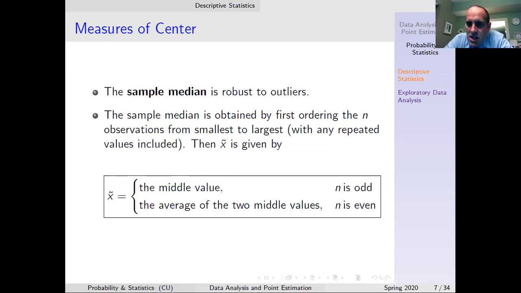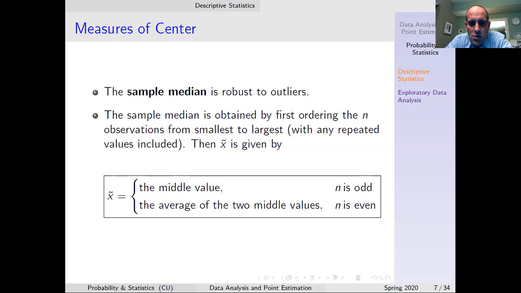All right, so here's another potential candidate for a measure of center. It's called the sample median. And what I mean by that it's robust to outliers is that it's not prone to being jacked around by really big or really small numbers. Okay. How do you get the sample median?